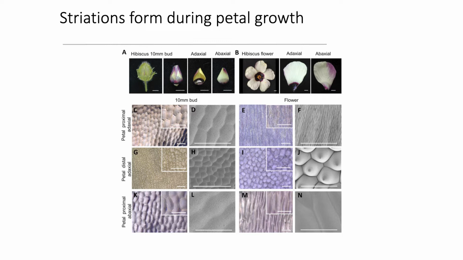On the back, they don't make them, and on the white part, they don't make them. And if you look at a really young bud, so this one here, at that point, all the cells look the same. They look the same regardless of whether they're going to make striations or not. So that's a good stage to test them because they haven't made them yet.